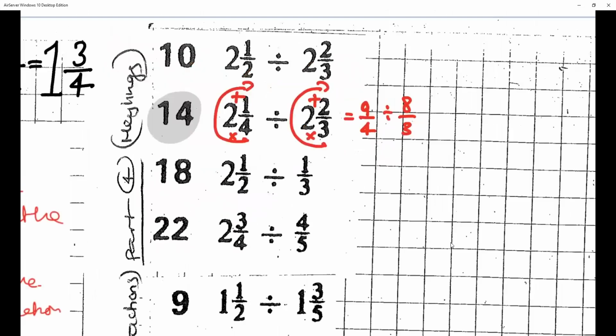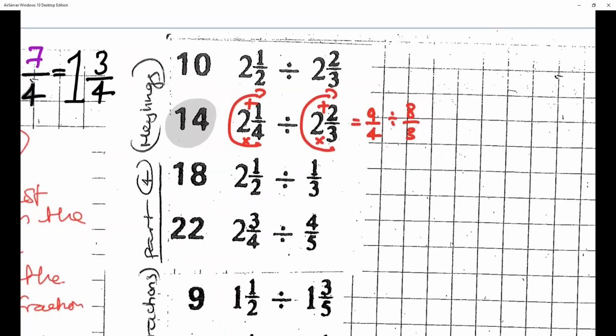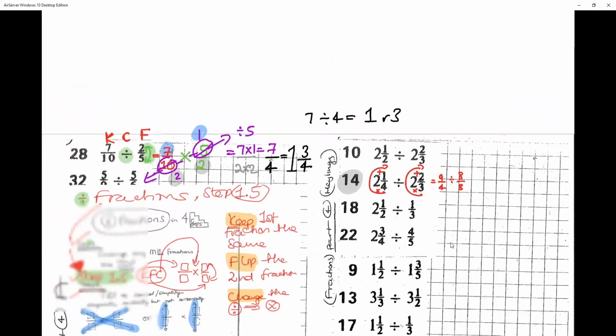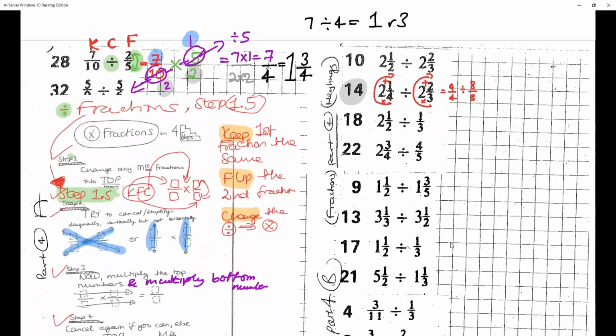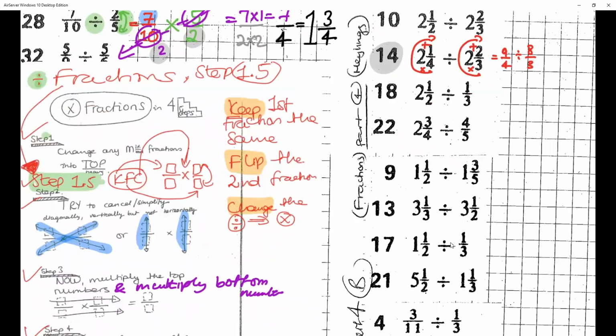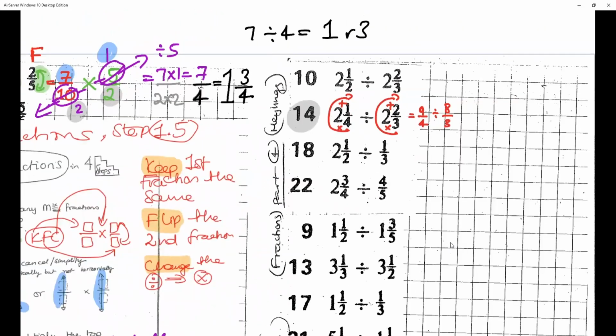So at the moment, I haven't done any flipping. All I've done is change. I've followed rule number 1. After rule number 1, which is the next rule, special for division? Step 1.5. What does 1.5 have? KFC. Keep the first one, flip the second one, and change the division into times. So let's do the KFC.